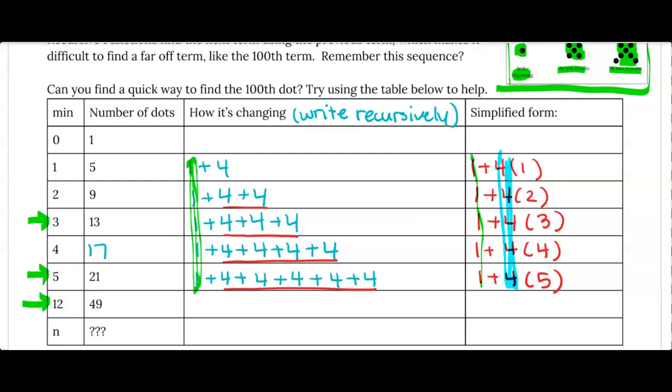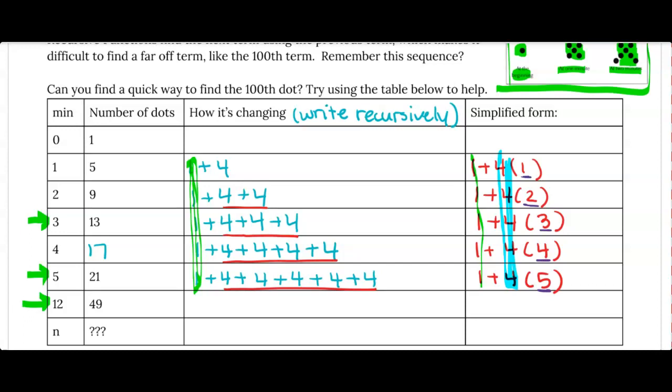And the 4 makes sense because the 4 is the common difference. That's what I'm adding every time. Then I have this number here, and I want to think to myself, where can I get that number from? Where do those numbers come from? They have to mean something.